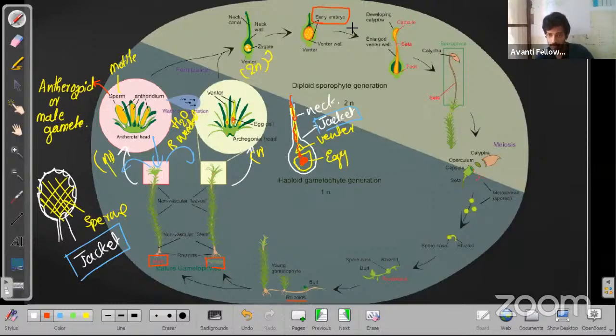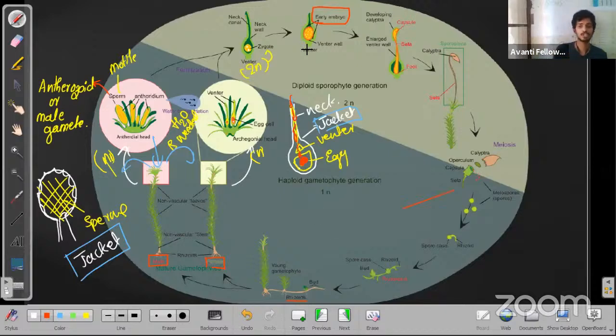After fertilization, does the main plant die? No, I'm explaining it. One minute. Wait, I will explain what happens. So this embryo is actually a sporophyte or gametophyte. What do you guys think? This diploid embryo is a developing sporophyte or a developing gametophyte? What do you guys think about that?